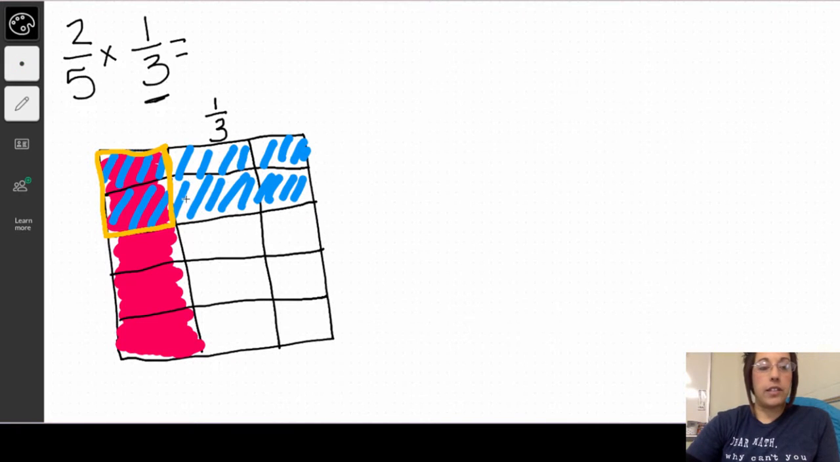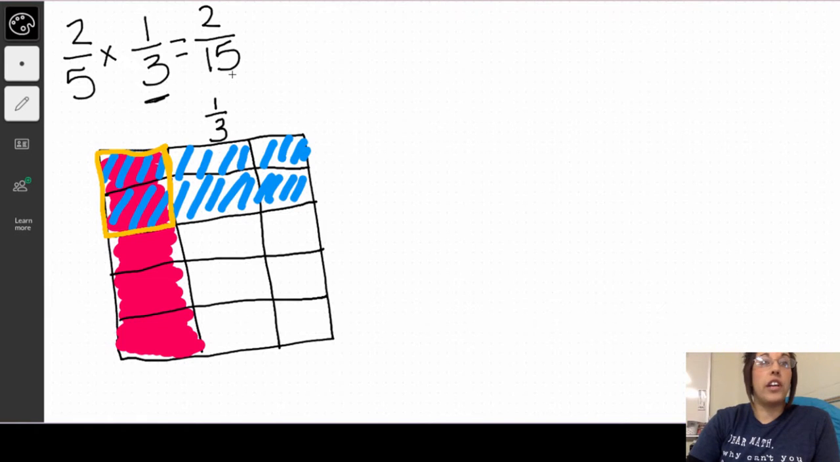So as I look at this area model, I have two sections that have both colors. Out of 1, 2, 3 columns, 1, 2, 3, 4, 5 rows. 3 times 5 is 15. I can't simplify because 2 will not go into 15. So my answer is 2/15.